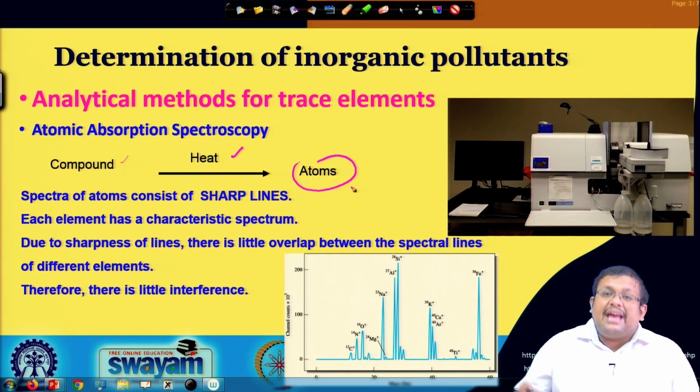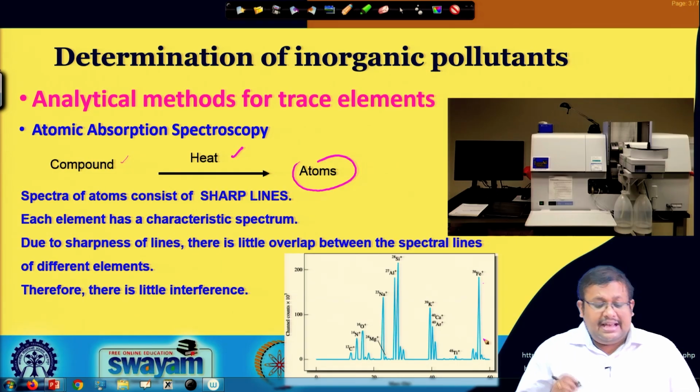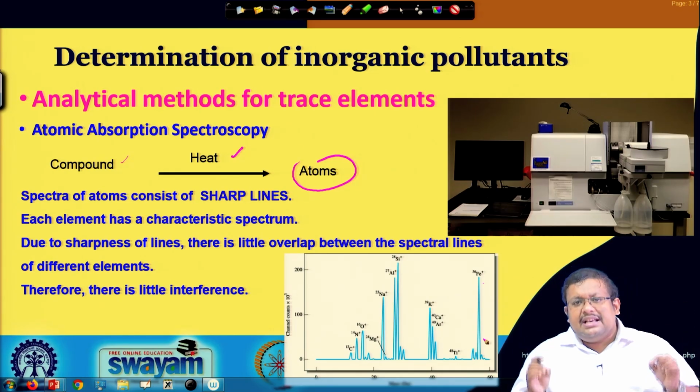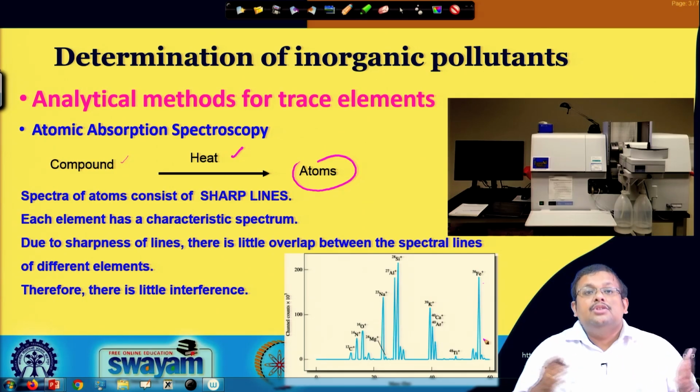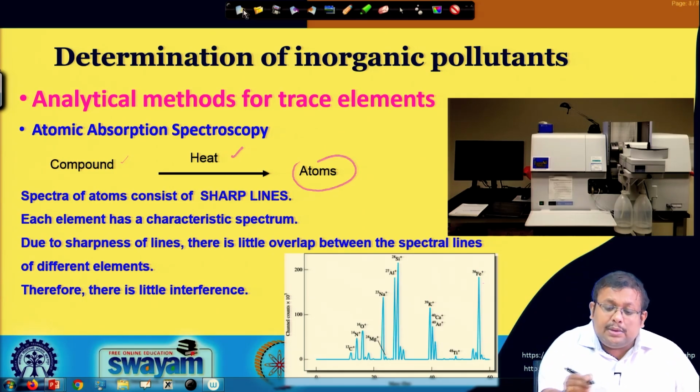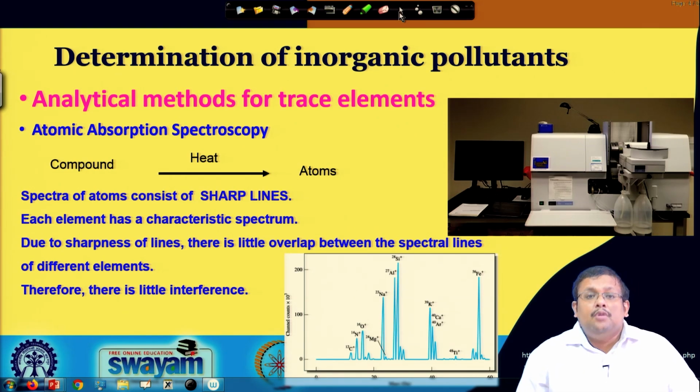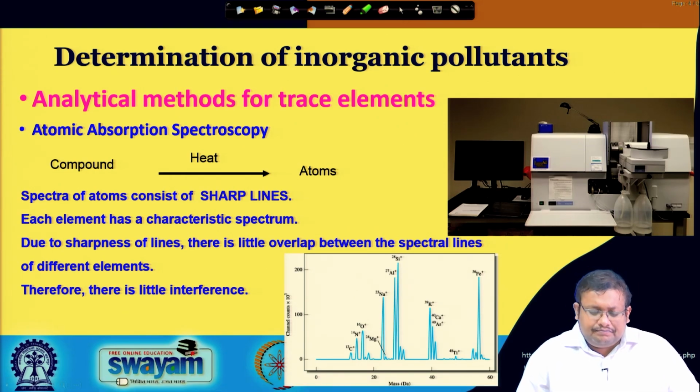Now, we can capture that, and the spectra of these atoms basically consist of sharp lines, as you can see here. Each element has a characteristic spectrum, and due to the sharpness of the lines, there is little overlap between the spectral lines. The spectral lines are very narrow and sharp, so there is very little overlap between the spectral lines of different elements. Therefore, there is very little interference, and that is why this instrument is more or less interference free.